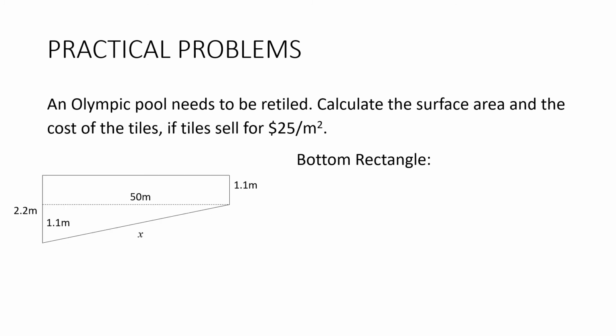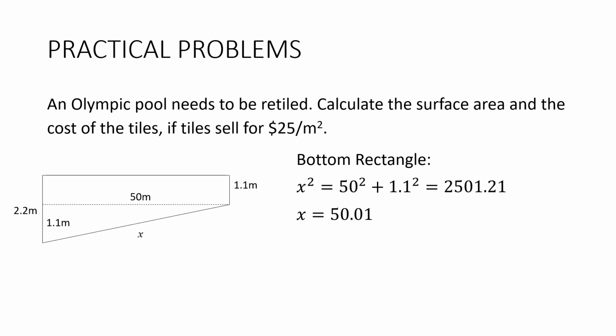Okay, so there's the trapezium, and what I've done is just split this up into a rectangle and a triangle. So that's 50 metres there, and this is 1.1. I've just done 2.2 take away 1.1. Okay, we're going to do Pythagoras' theorem here. X squared is equal to 50 squared plus 1.1 squared, which is equal to 2501.21. Doing the square root, we get 50.01.